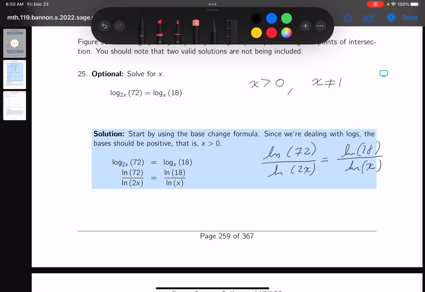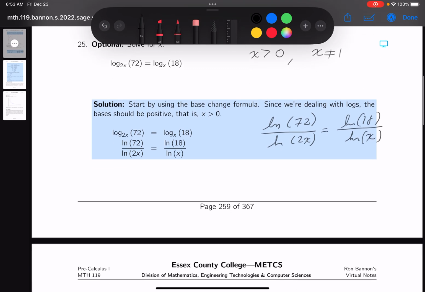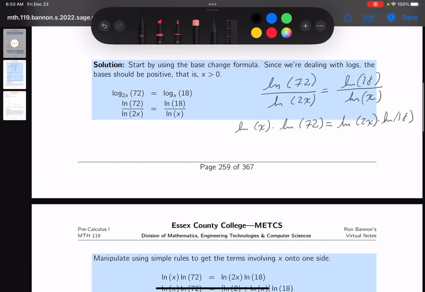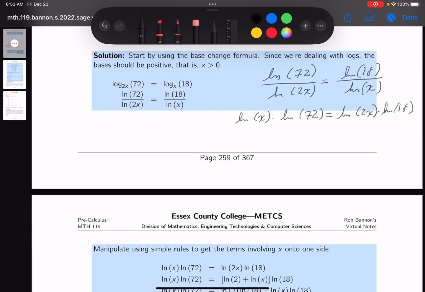The next thing I would do is realize I'm solving for x, so I'm going to clear the fraction, and I would get the natural log of x times the natural log of 72 is equal to the natural log of 2x times the natural log of 18. All right, the next thing I would probably do is I'm going to try to get the x on one side. Before I do that, though, I'm going to use a rule of logs to separate the 2 and the x.